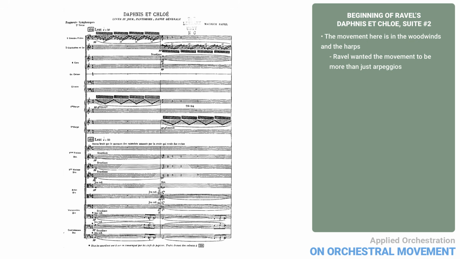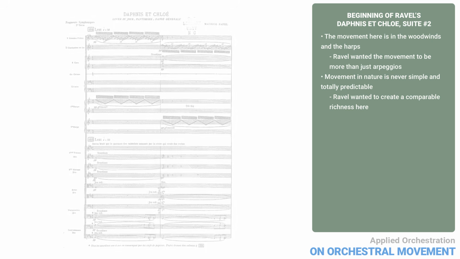As I mentioned before, movement in nature is never simple and totally predictable. It's clear that Ravel wanted to create a comparable richness here. Rather than just using formulaic arpeggios, these non-harmonic tones in the woodwind make the overall effect much more like nature itself. There are clearly perceptible waves, but the details aren't simple or totally predictable.